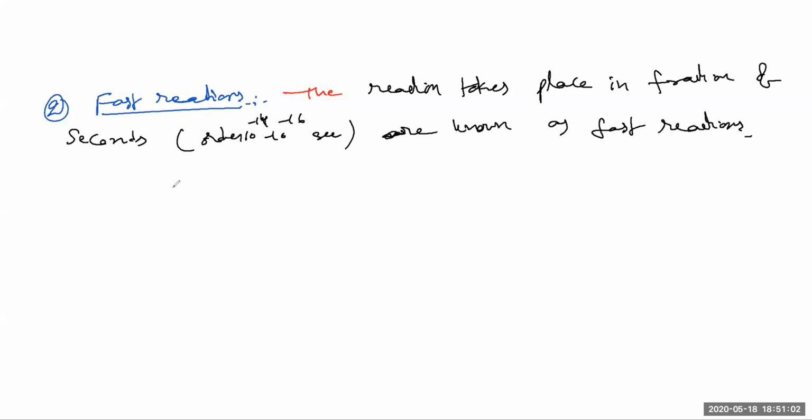That means it's difficult to measure the order of the reaction. Now, what are the examples? Ionic reactions are fast reactions.